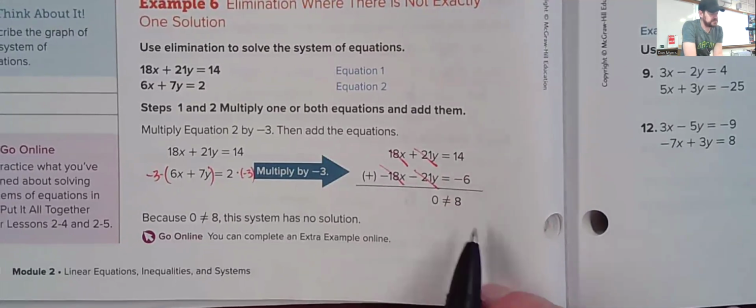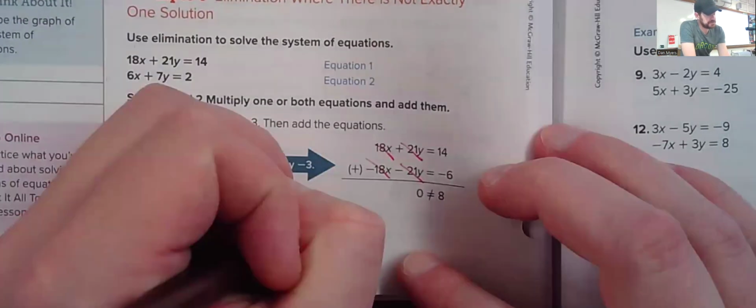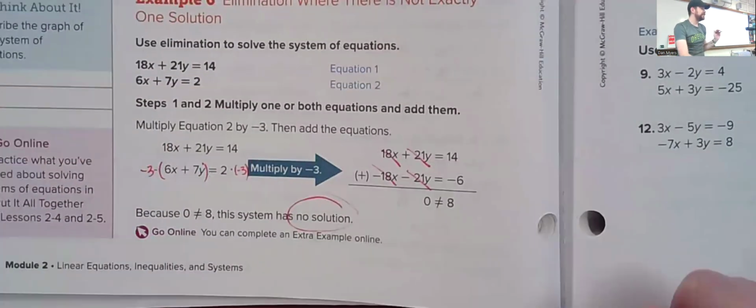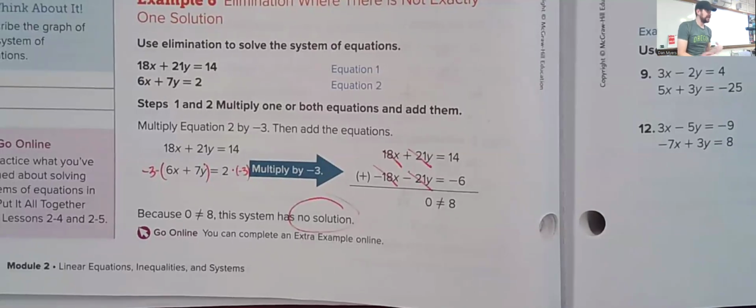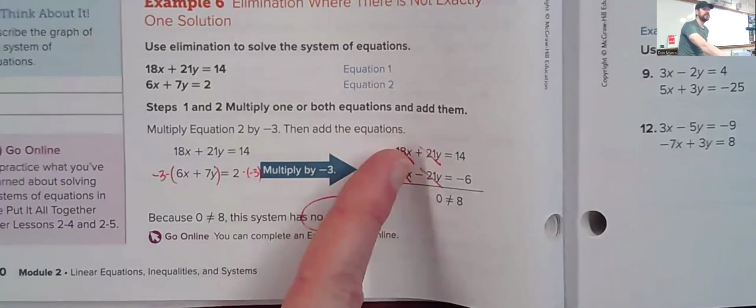Because of that, those aren't the same. That means there's no solution. If the variables canceled out and we got the same number on both sides, that would indicate infinitely many. So once again, those two equations are parallel.